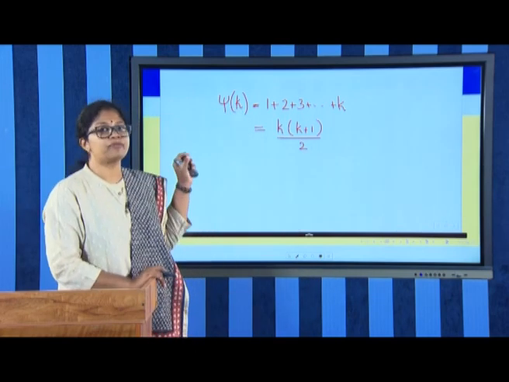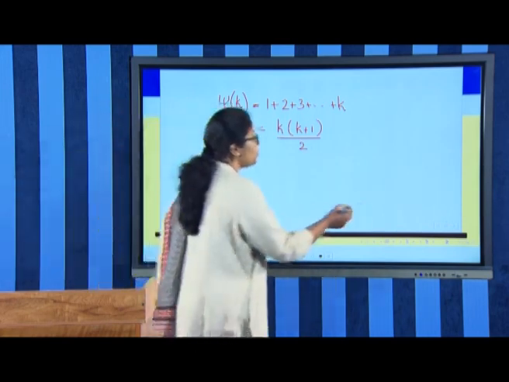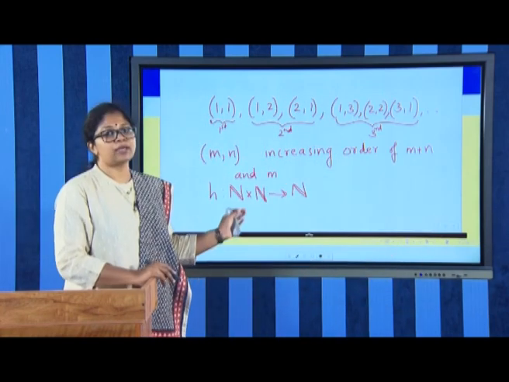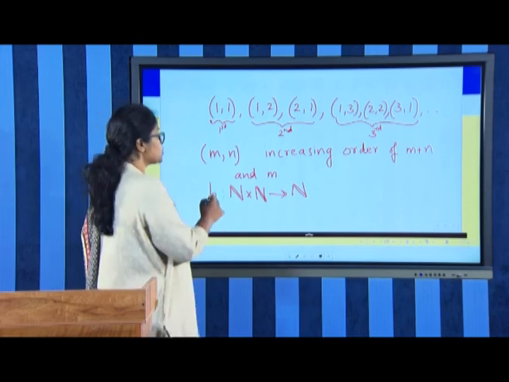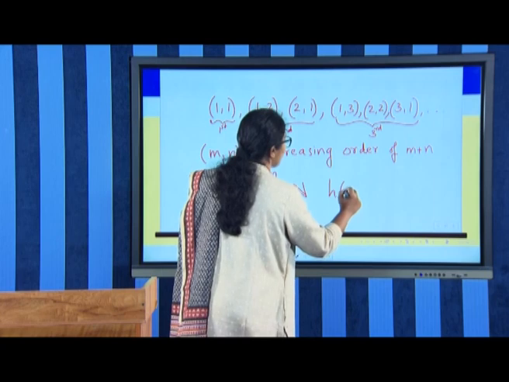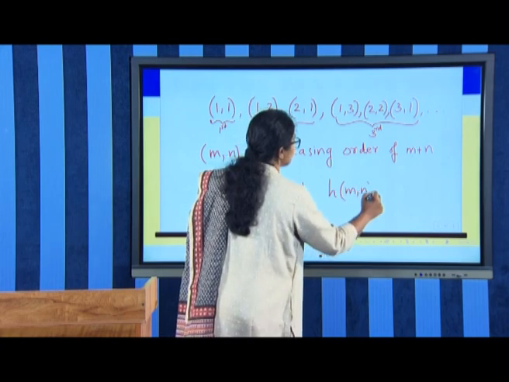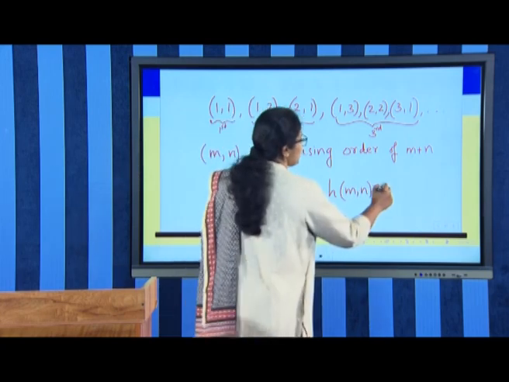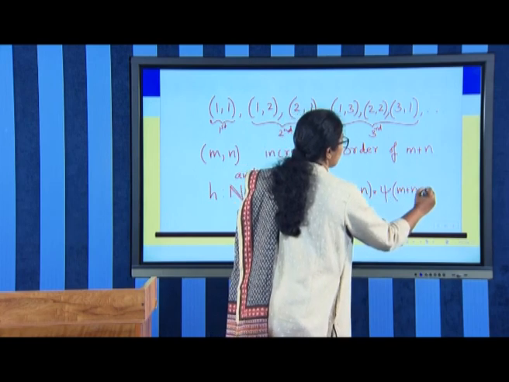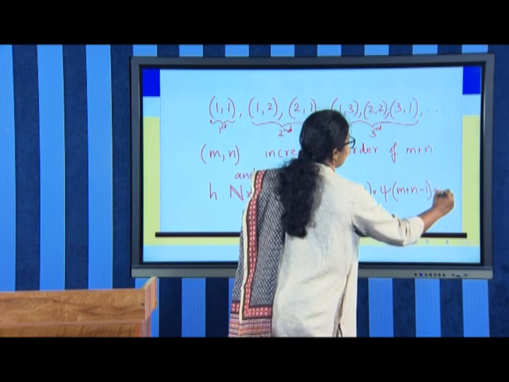So, with the help of this function psi, we define the function h from N cross N onto N, which is known as a position function. It is defined as h of (m, n) equals psi of (m plus n minus 1) plus m.